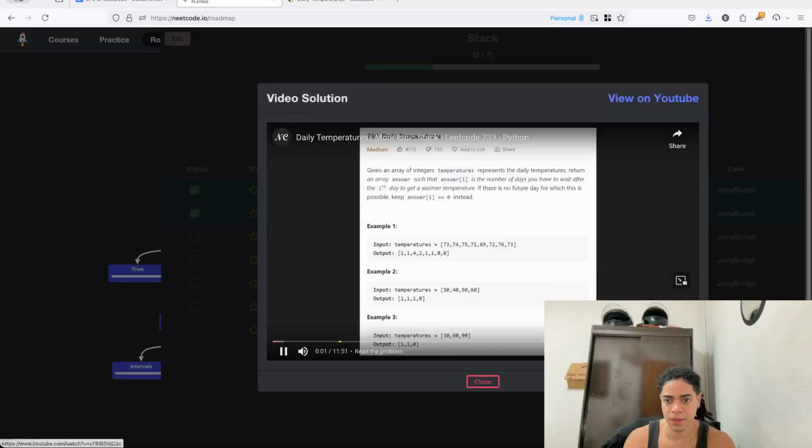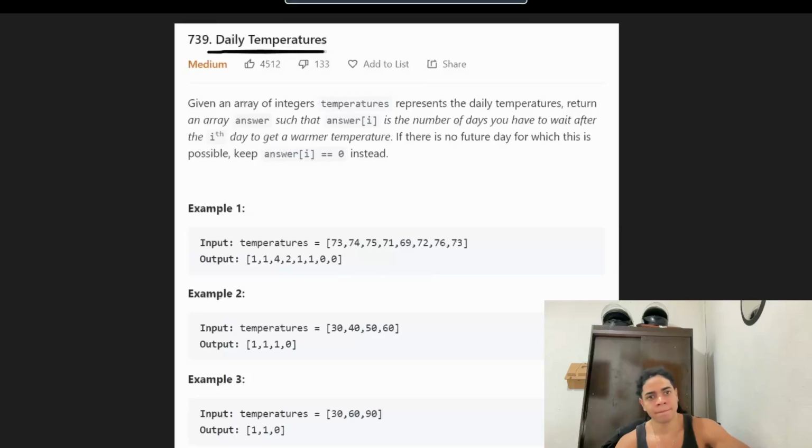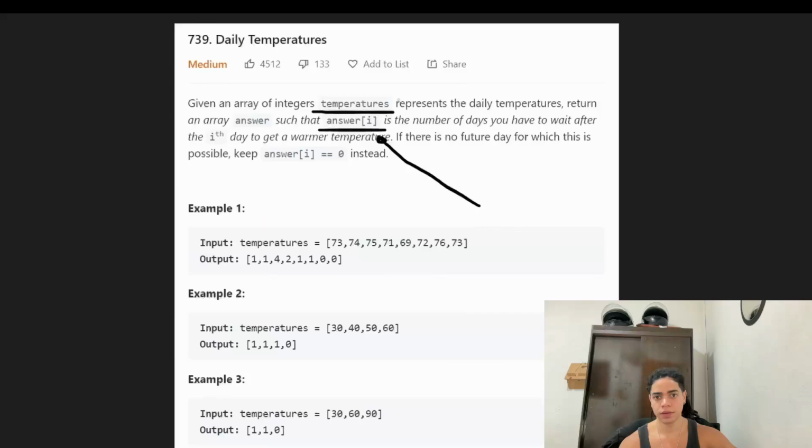Hey everyone, welcome back, and let's write some more NeetCode today. So today let's solve a problem, daily temperatures. We're just given an array of integers which represent temperatures, and we want to return an array answer such that at every single position in answer, it's going to be the same exact size as our temperatures array, and at every single position in answer, we want to know for the ith day, whatever the temperature was on the ith day, how many days did it take for us to find a temperature that was greater than the temperature on the ith day.